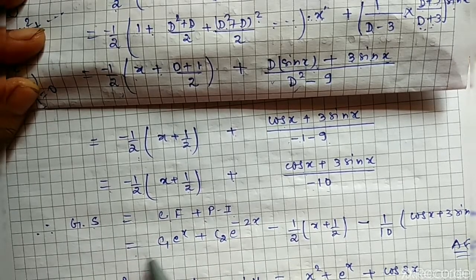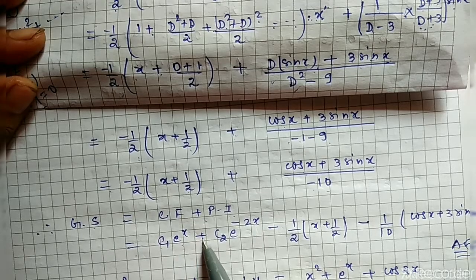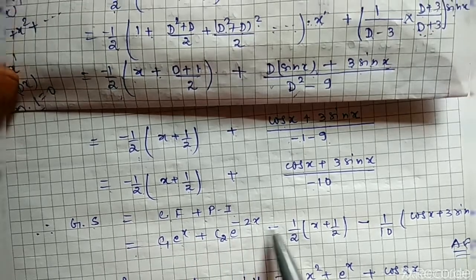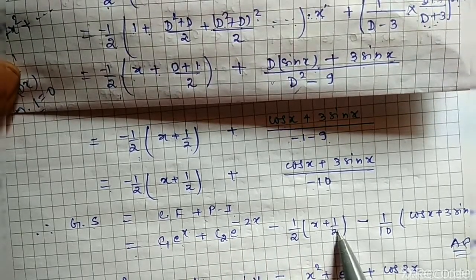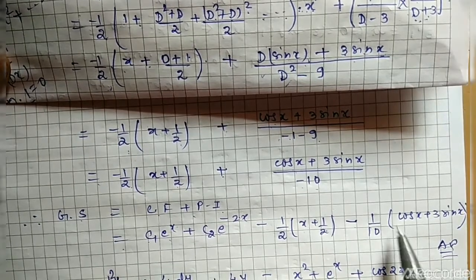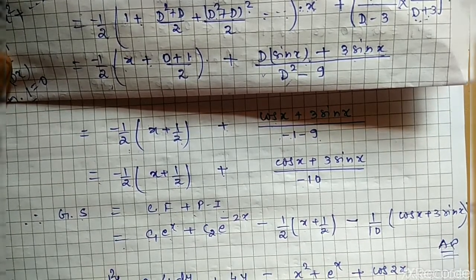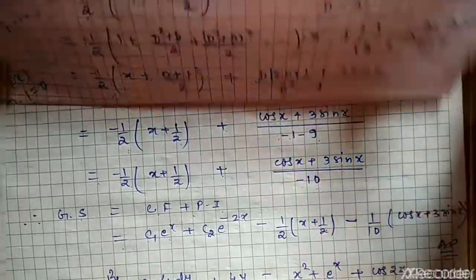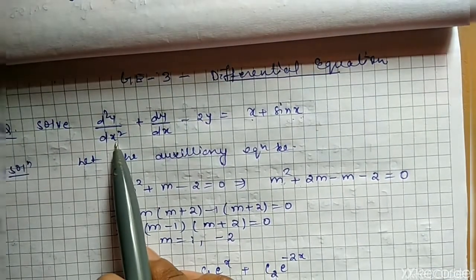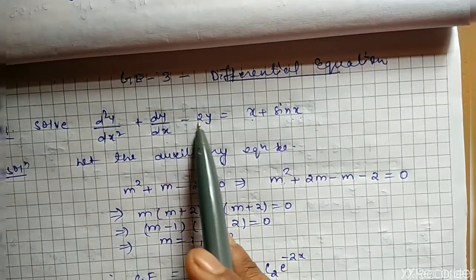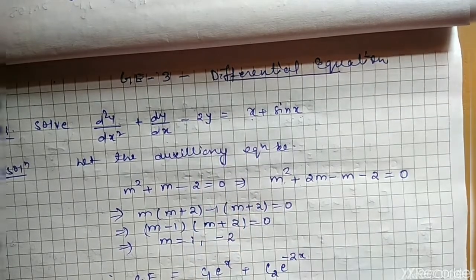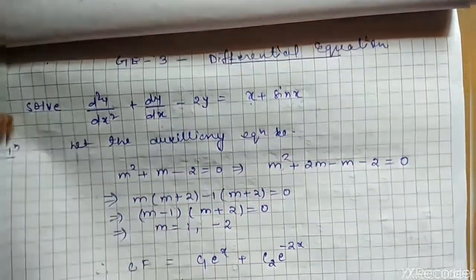Therefore the general solution is given as the complementary function plus particular integral, and this will be equal to c1 e to the power x plus c2 e to the power minus 2x, then minus half x plus half, minus 1 by 10 times cos x plus 3 sin x. This is our solution for the given differential equation d2y by dx2 plus dy by dx minus 2y equal to x plus sin x. Let us see one more problem.